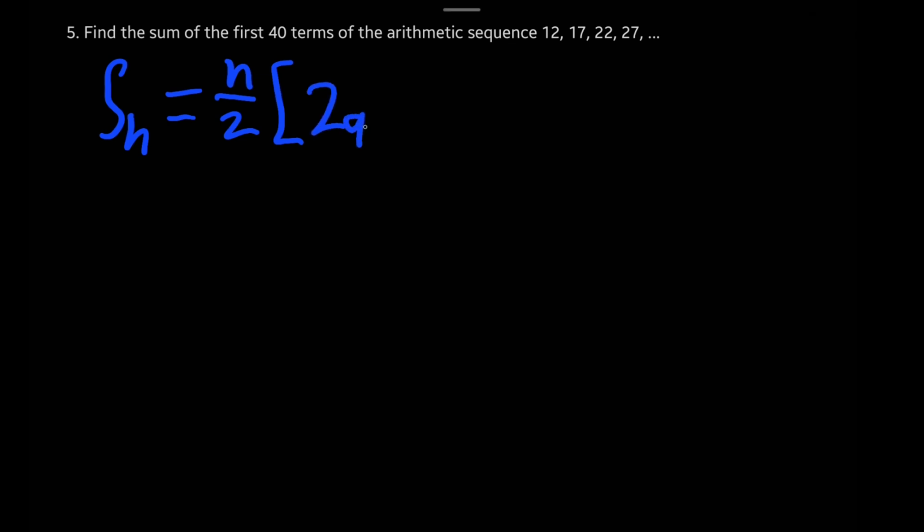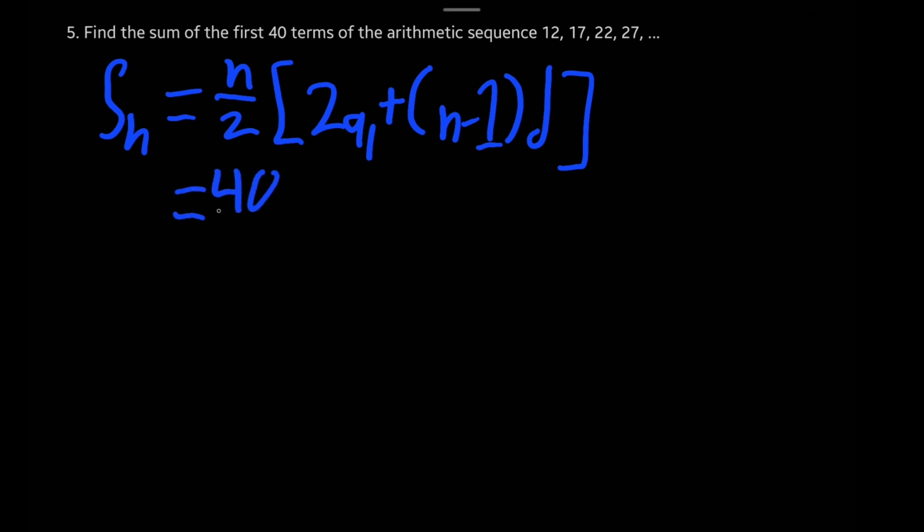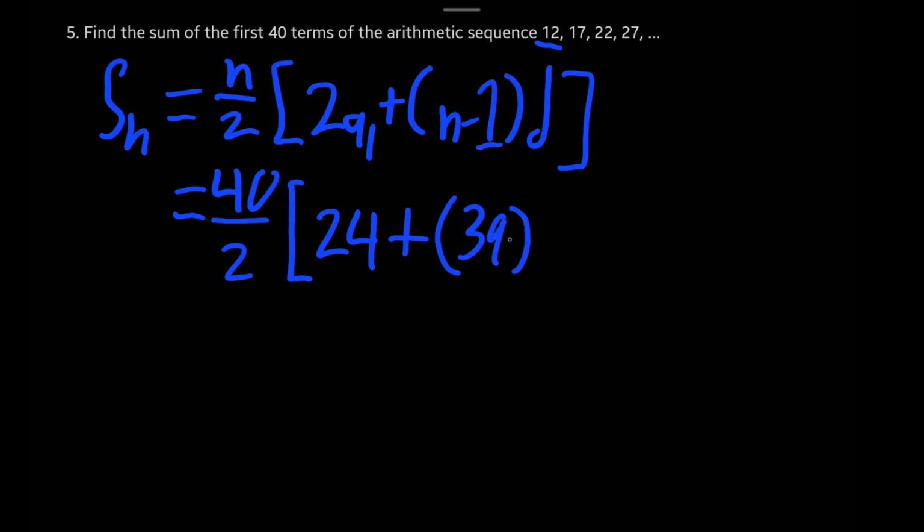Anyways, we have this n minus 1. So our n here would be 40 over 2. And our first term would be 12. So 12 times 2 is 24, plus our n, 40, minus 1, 39, times d, which is the common difference, 17 minus 12, which is 5.